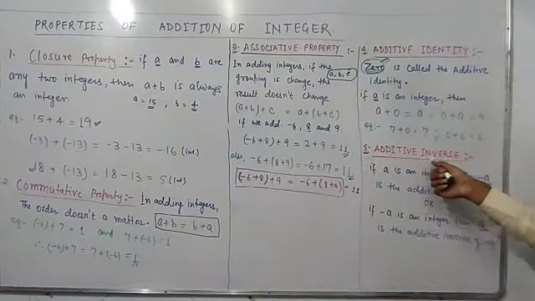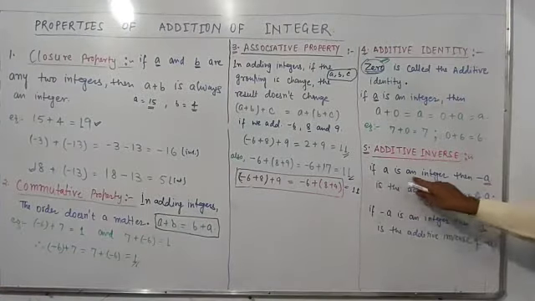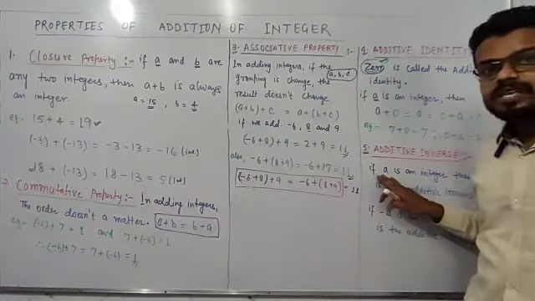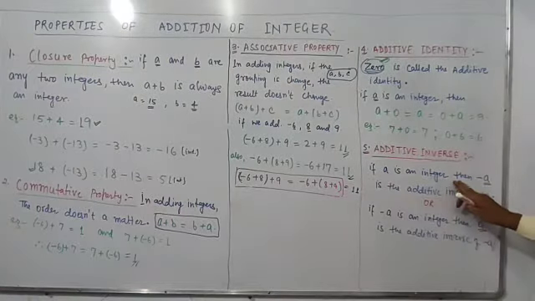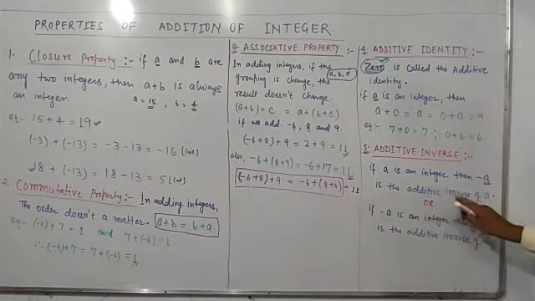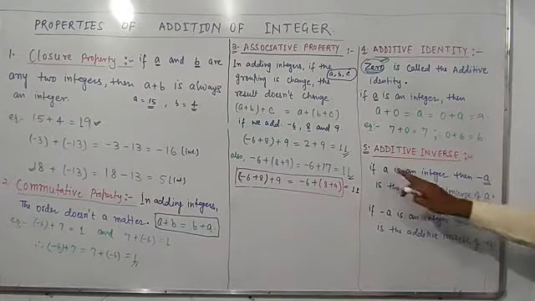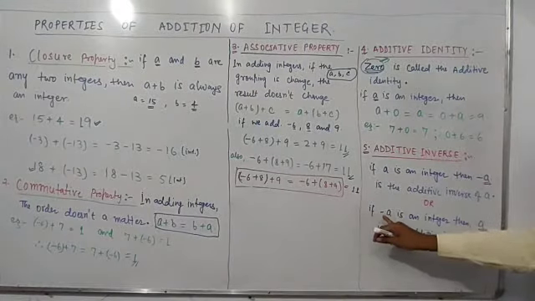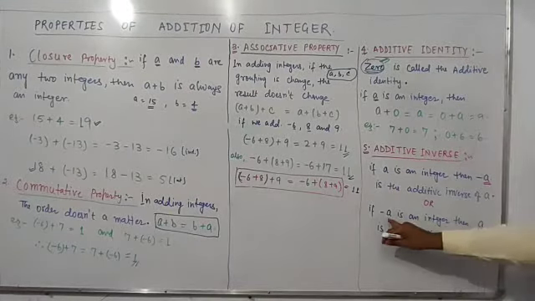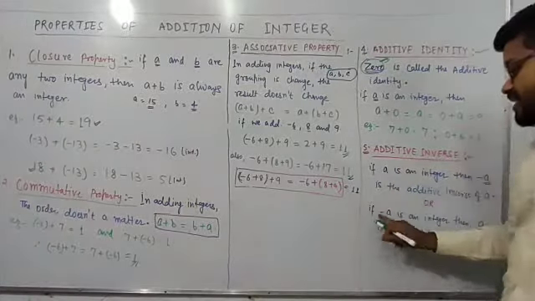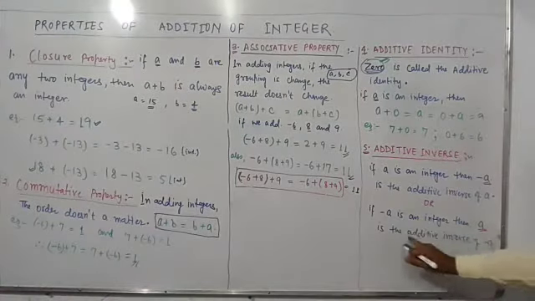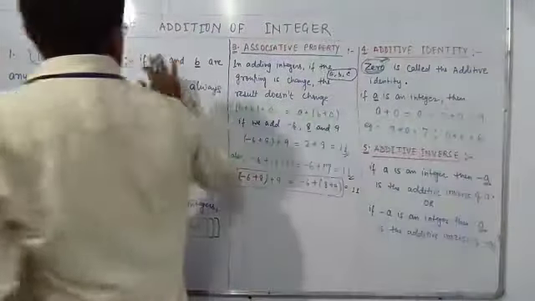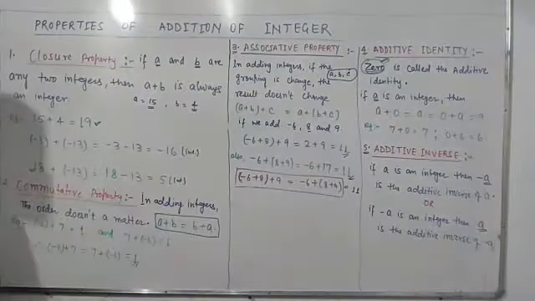So according to additive inverse, if A is any integer, either positive or negative, then minus A is the additive inverse of A. Or in other words, if minus A is an integer, then the opposite of minus A is A. So A is the additive inverse of minus A. So all these are the properties of addition of integers.